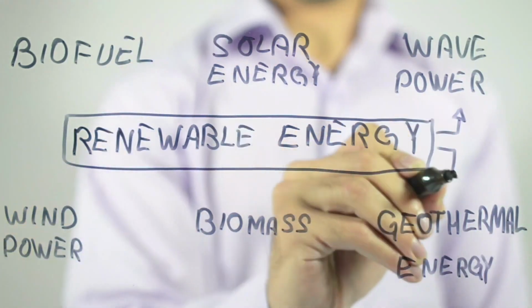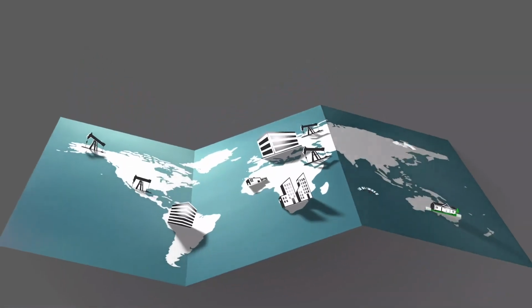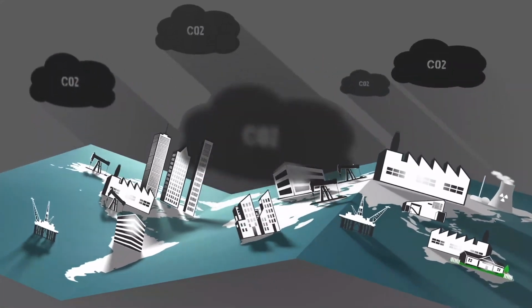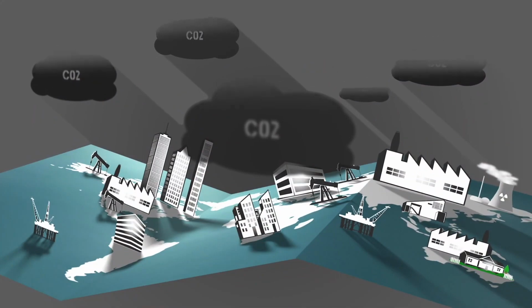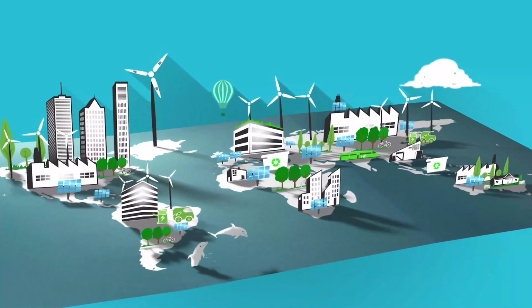However, the transition to renewable energy is good for people and the planet. It will mitigate climate change by reducing greenhouse gas emissions, improve human health and the environment by decreasing air and water pollution.